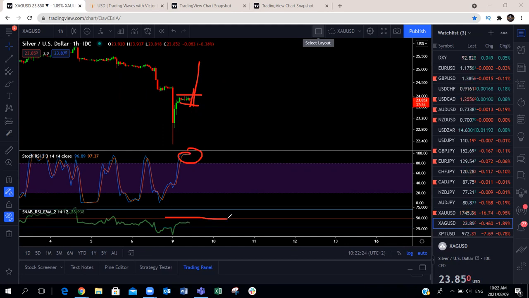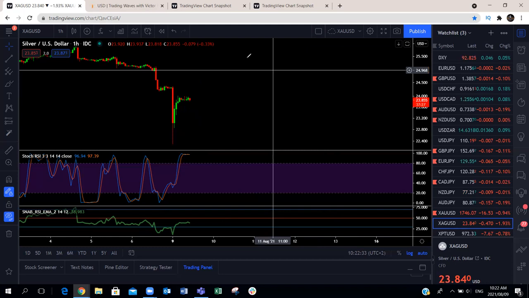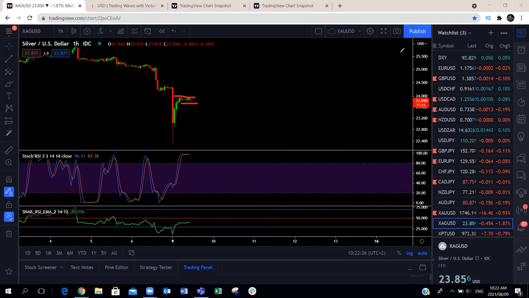Look at this, the 1 hour is still pretty bearish. So even if we've got this, there's nothing that stops this from just continuing to the downside. So let's keep an eye on silver and gold for those moves. So we want to see these continuation patterns at current levels.